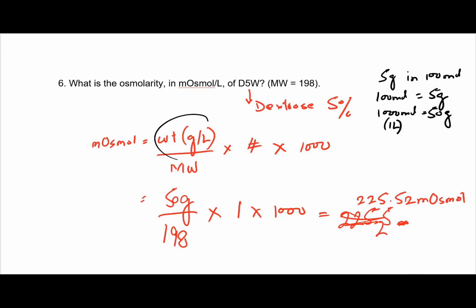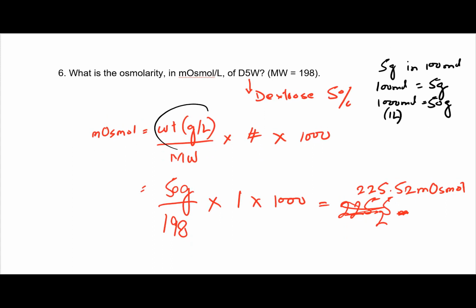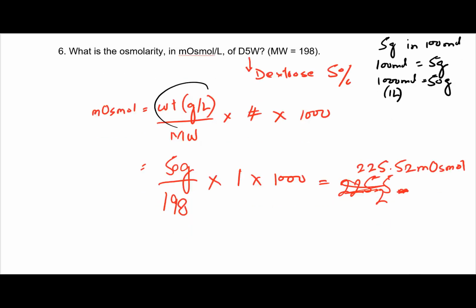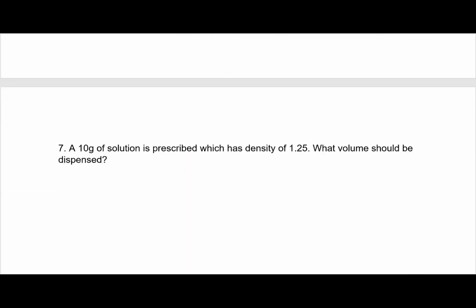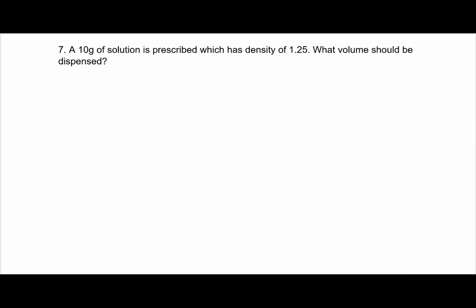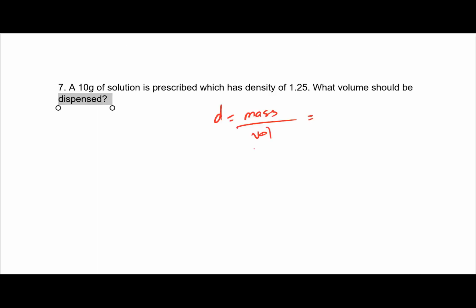Okay, everybody? So we have done the milliequivalent equation, we have done the millimoles equation, and we have done the osmolarity equations. The next four are very quick. It's just the density and the specific gravity. So density equation is, density is 1.25, and volume we have to find out, right? So just rearrange this equation.